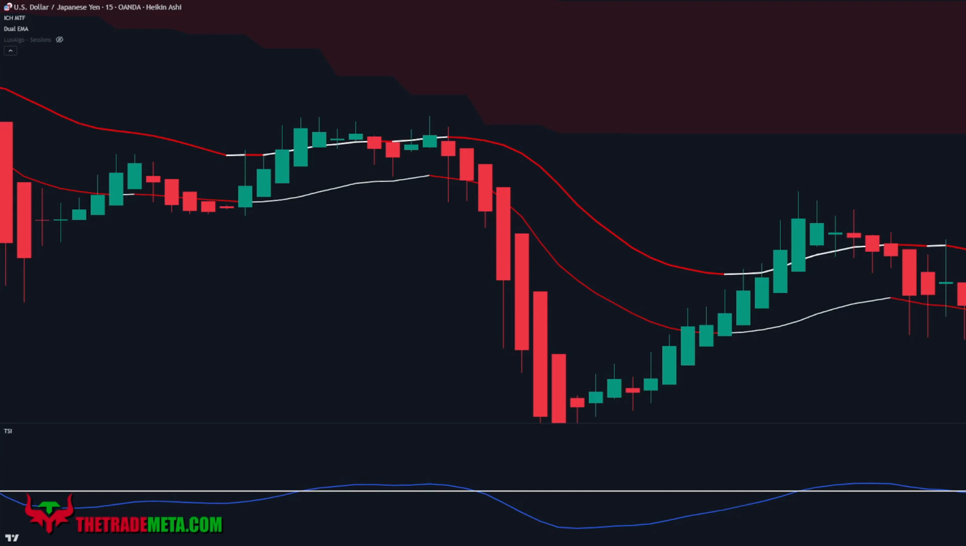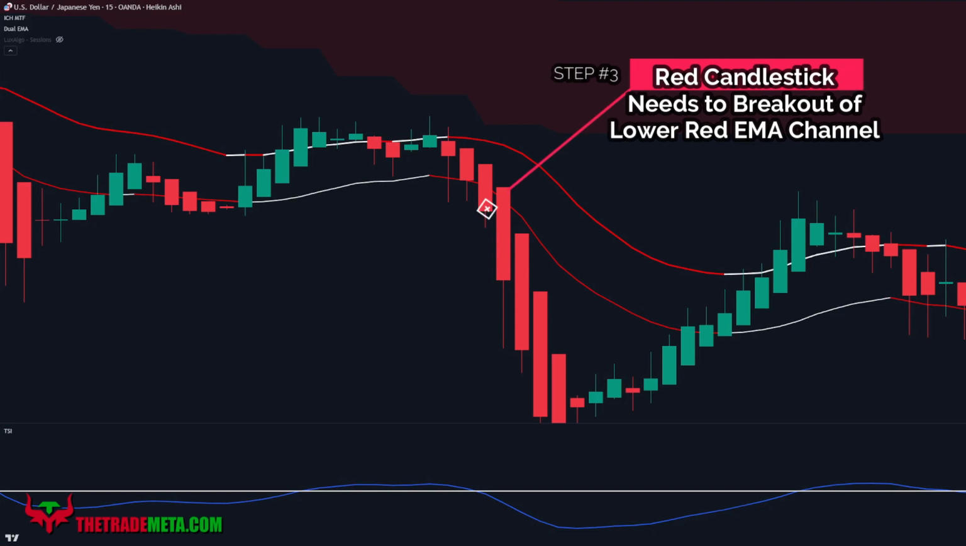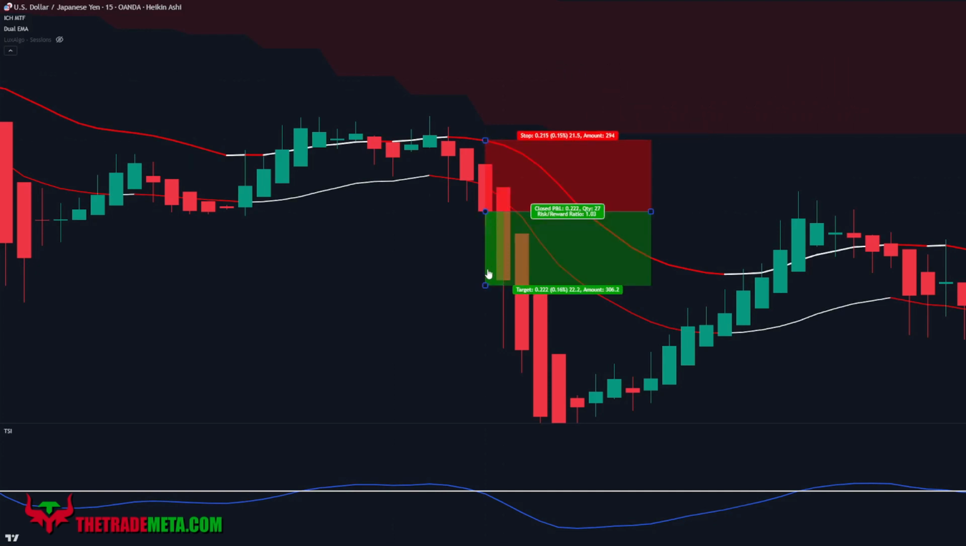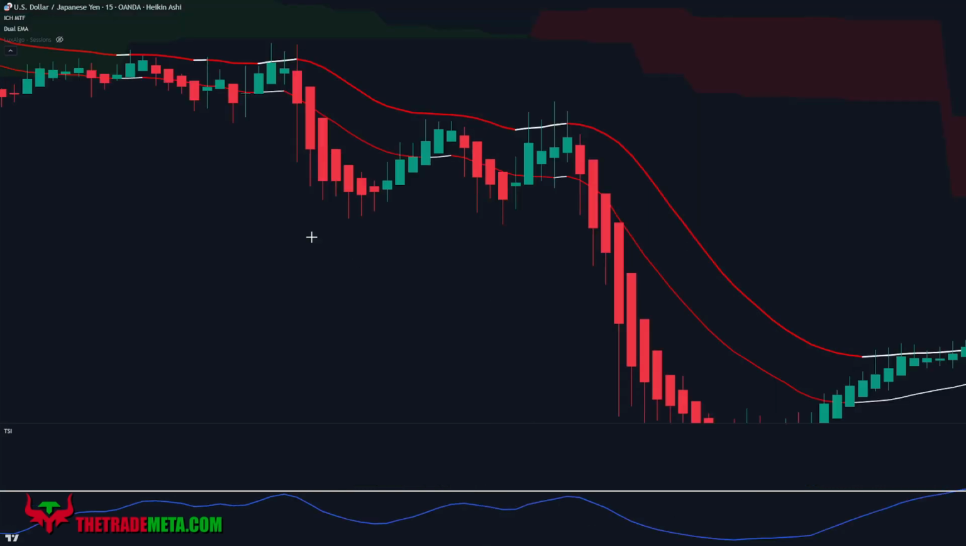Here's another sell trade. We have price below the cloud, the true strength index is below the zero line, and we have a red candlestick breaking out of the bottom of the red EMA channel. We enter our trade at the candle close and aim for at least 1.25 times our risk. Here's another example.